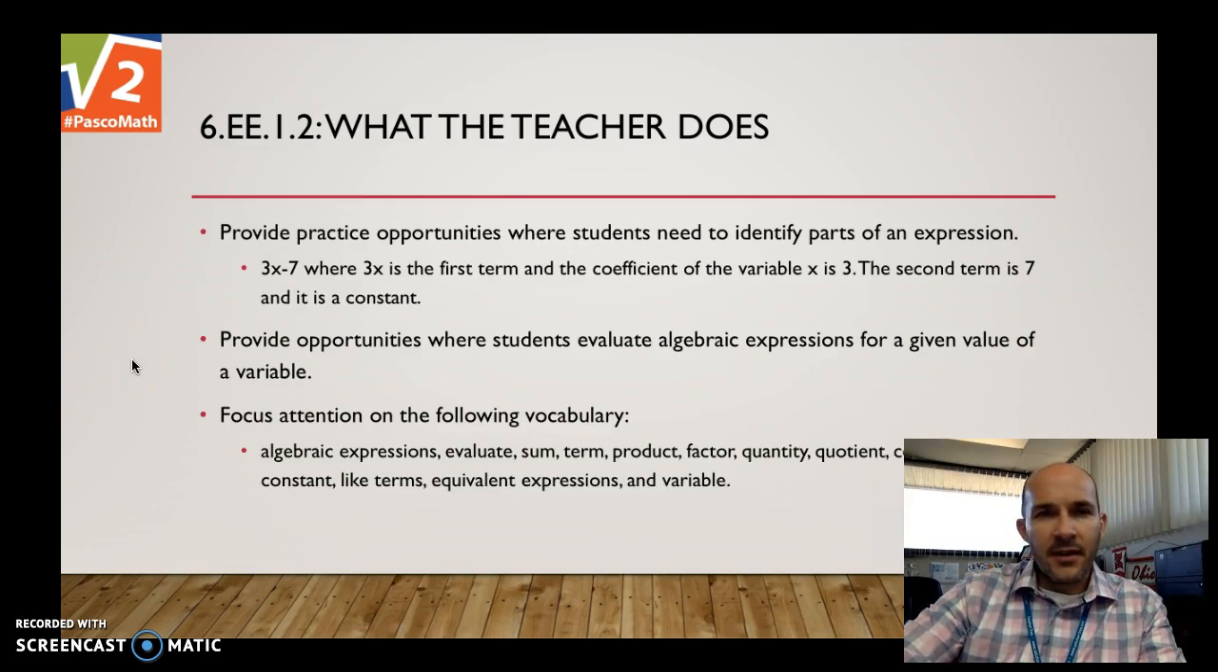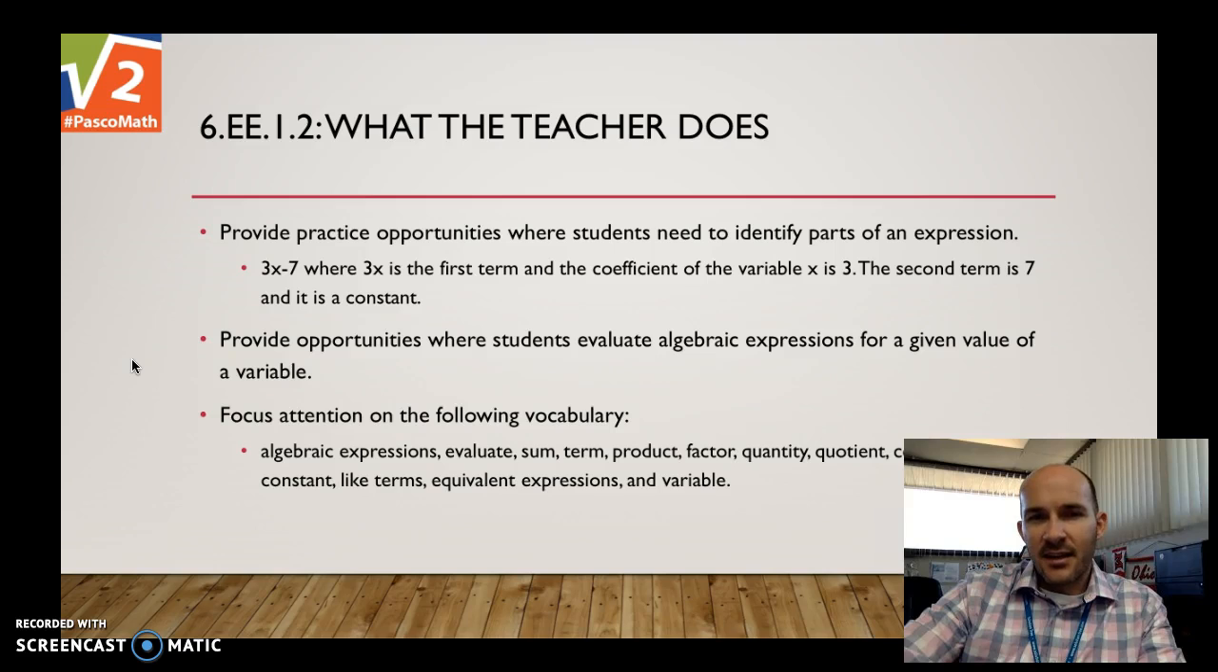Some other things: provide practice opportunities where students need to identify parts of an expression. So 3x minus 7, where 3x is the first term, and the coefficient of the variable x is 3. Again, that precise math language is important. The second term is 7, and it's a constant. Provide opportunities where students evaluate algebraic expressions for a given value of the variable. So then we can ask, what is the value of the expression 3x minus 7 when x equals 6? They would have to know to substitute in 6: 3 times 6 minus 7.